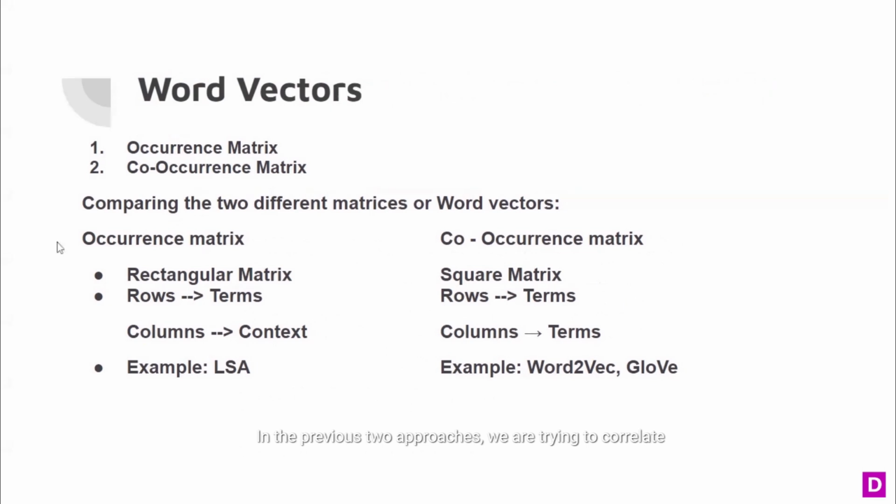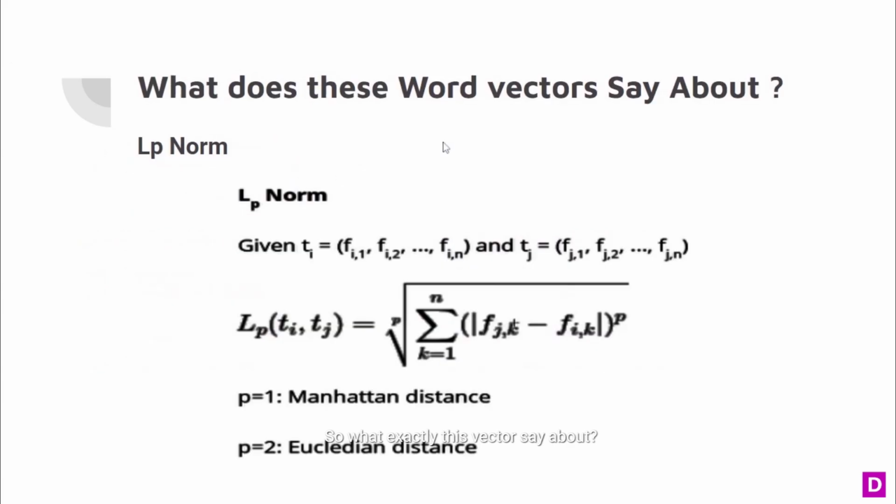In the previous two approaches, we are trying to correlate some relation between two different terms, right? In the occurrence matrix, we are trying to create the relation between a term and a document, whereas in the second approach, we are trying to create a correlation between a word and a word. So what exactly does this vector say? They will say the differences and similarities between two given terms based on their occurrences, based on their context.